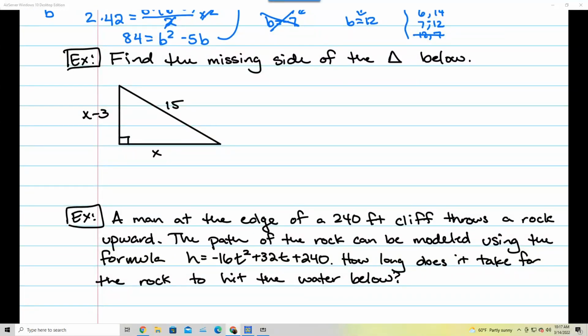I see x minus 3, x and 15. In class today, a lot of students were, because I'm finding the missing side, I don't want to hear area of a triangle, okay? They didn't say anything about the area, so don't use the area. They are telling you about the sides.